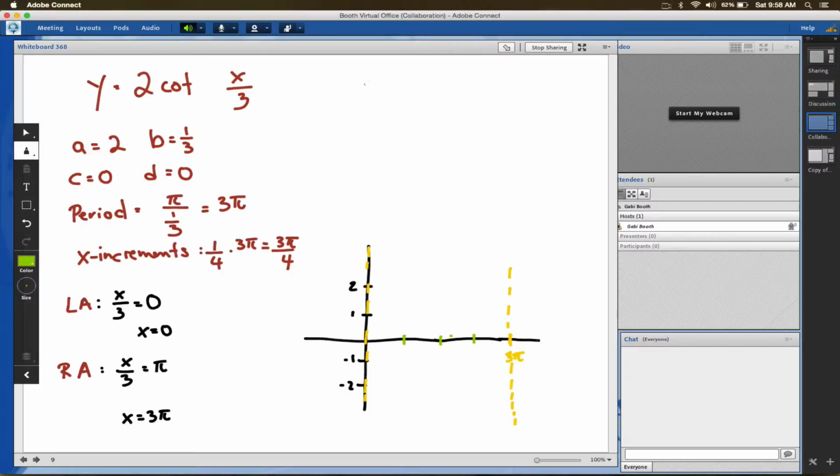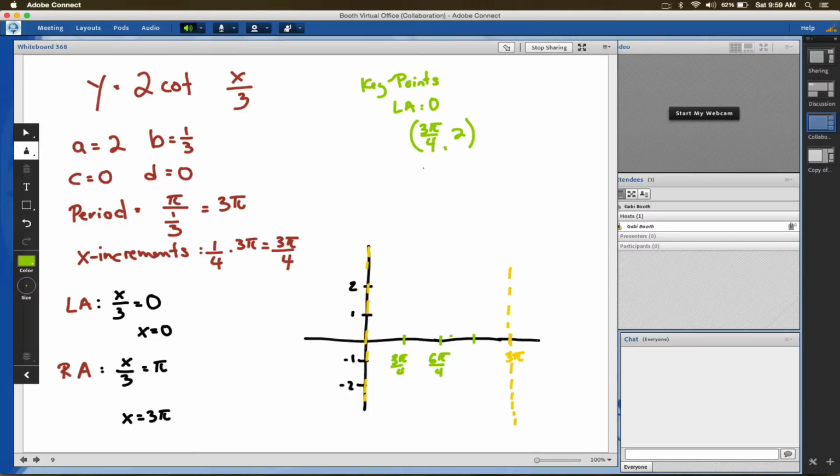So let me write out my key points up here. My pen will not write. Key points. First of all, the left asymptote is 0. Now we're adding 3 pi over 4 to 0, so that gives me 3 pi over 4, and that is my first key point here. At 3 pi over 4, since a is 2, that will be 2. Then I add 3 pi over 4 to it, and that gives me 6 pi over 4.